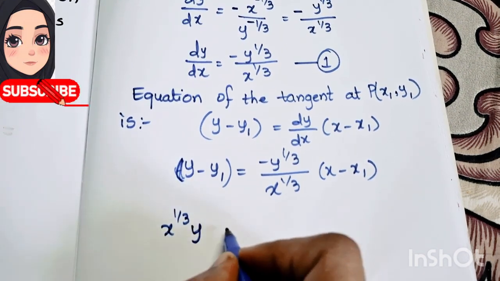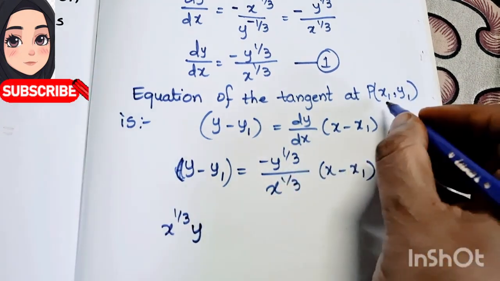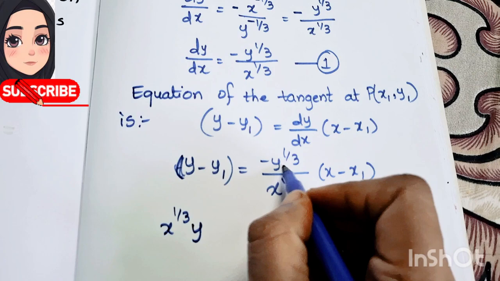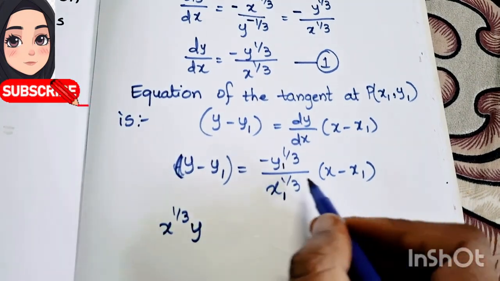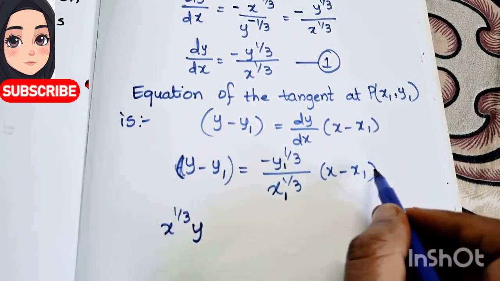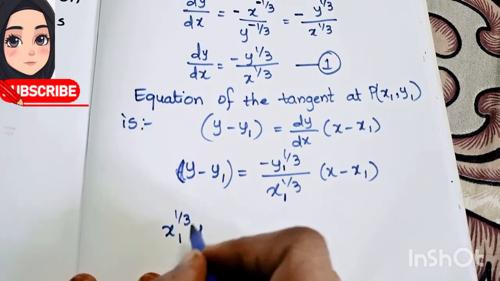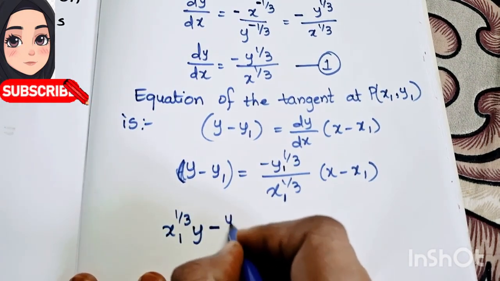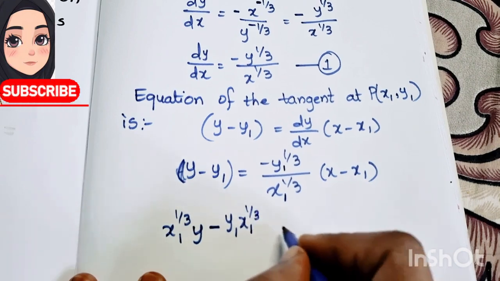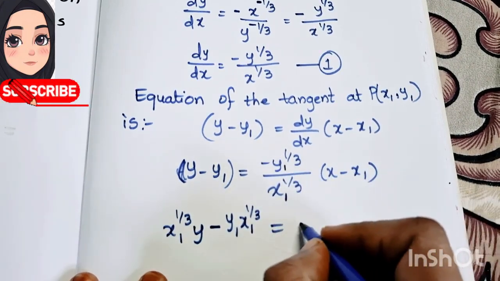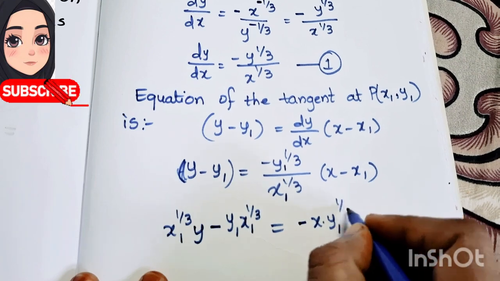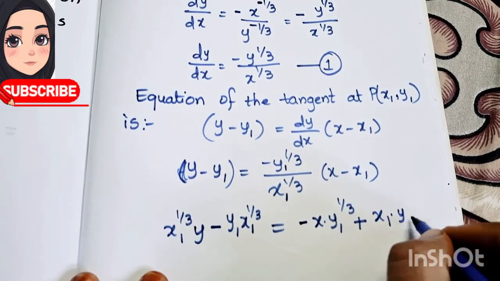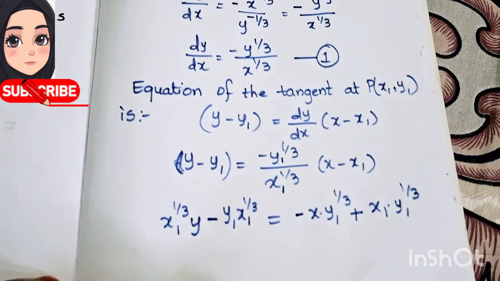y1. Okay, x1 and y1 we have to take, because here the point is (x1, y1), no? So you have to take y1, x1. Okay, this is already (y minus y1)(x minus x1). Now multiply: x1^(1/3) into (y minus y1) equals y1^(1/3) into (x minus x1). Multiply this term: minus x into y1^(1/3), plus, minus into minus is plus, x1 into y^(1/3), y1^(1/3).